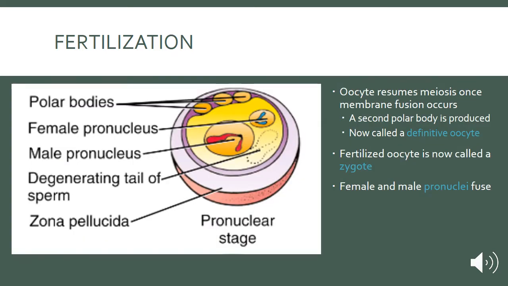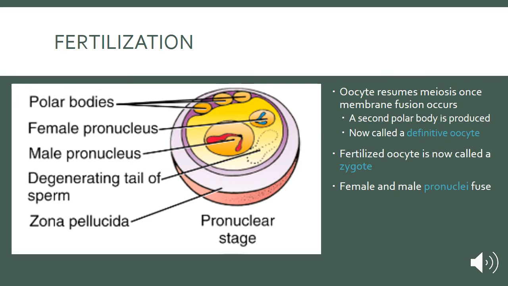So after fertilization, once the cell membranes have fused, the oocyte can now return to meiosis, which of course it had stopped many years before. It produces a second polar body, and interestingly, the first polar body goes through another round of meiosis too, and so we end up with three polar bodies altogether, which is what's shown here. But the second polar body is produced, and now the oocyte is called a definitive oocyte. And a fertilized oocyte is now called a zygote. The whole package together is called a zygote.